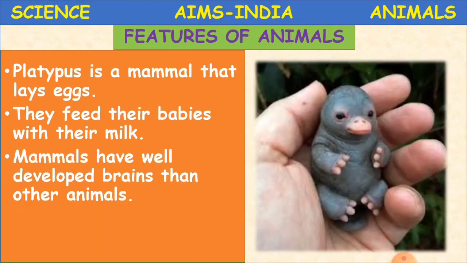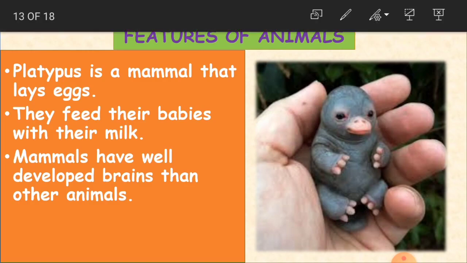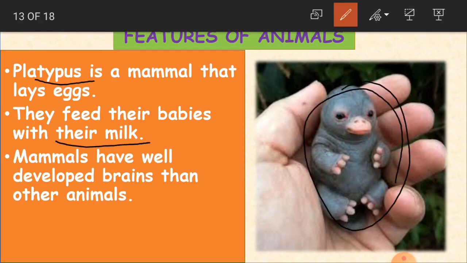Clear? Now we'll see another type of animal, a very cute animal, the platypus. This is also a mammal, and it lays eggs. This is the baby platypus actually, and they feed their babies with milk. See here, it just fits in the hand of a human being. Mammals have better developed brains than other animals. Yes, like we human beings, even monkeys and all that, we have a well developed brain.